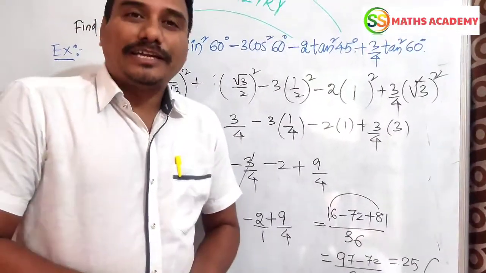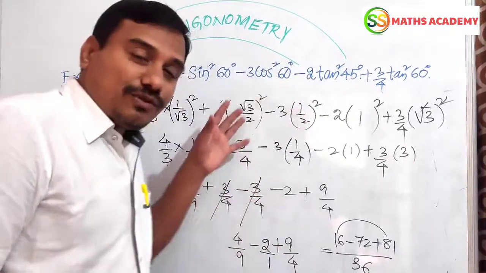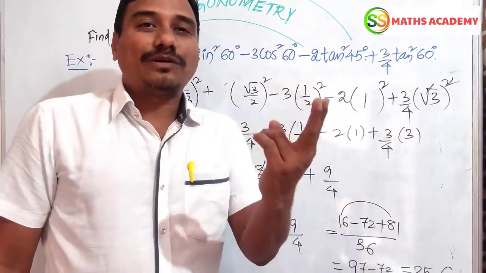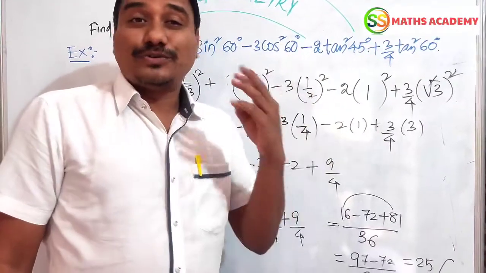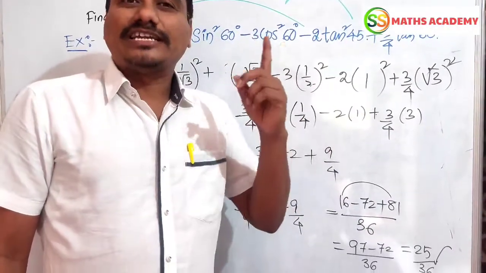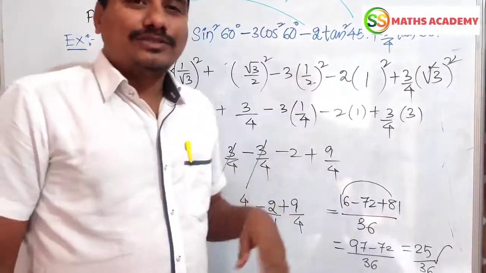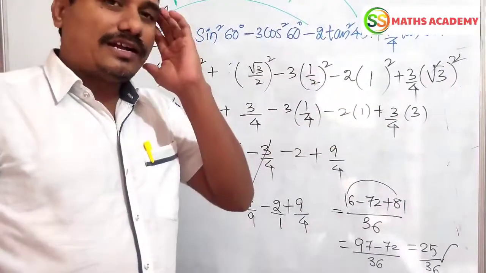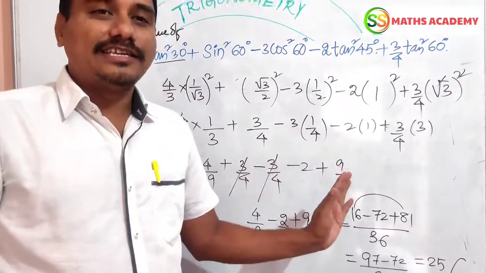If you know the trigonometric table, that kind of question is very easy. Sin 0 is 0, sin 30 is 1 by 2, sin 45 is 1 by root 2, sin 60 is root 3 by 2, sin 90 is 1. So my dear children, you have to observe. If you know the table in your mind, these kinds of questions are very easy.